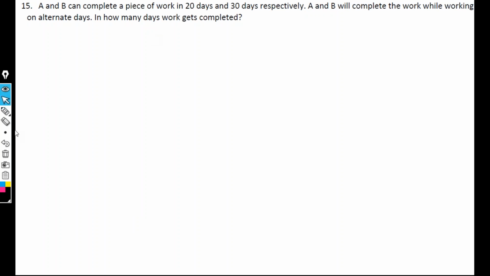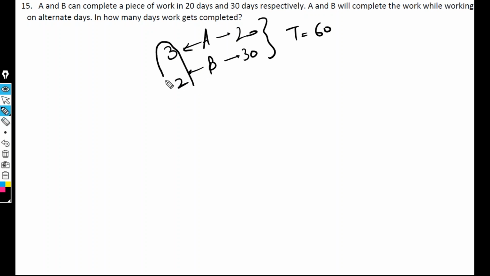Okay, guys, let's discuss. Guys, have a look. LCM of 20 and 30 is going to be 60, which means A will complete 3 units in 1 day, B will complete 2 units in 1 day. In this case, it is not given to me who is going to start first.